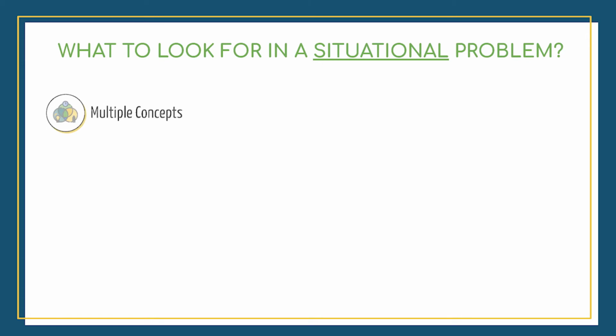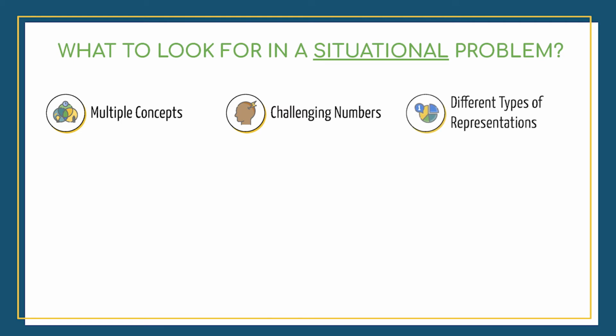Situational problems should include multiple concepts. These concepts can be from a current or past unit, as well as concepts seen in previous years of study. This helps students build connections and strengthens their understanding. The numbers used in the problem are meant to challenge and push students' thinking at an appropriate level. The problem should include different types of representations, such as texts, drawings, tables, and graphs. Not only will this help enrich the problem, but it will also encourage students to decode.